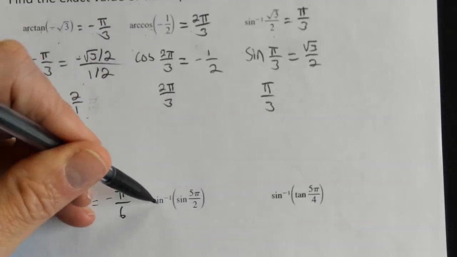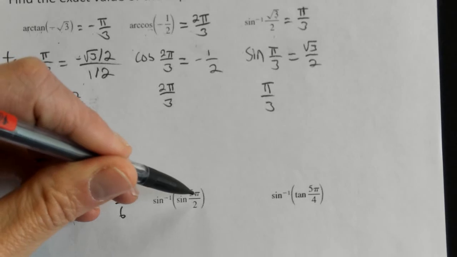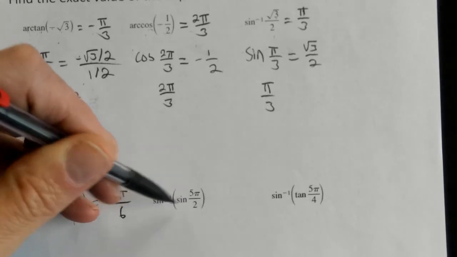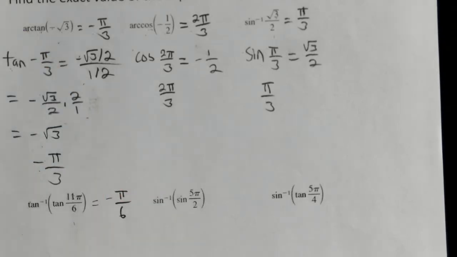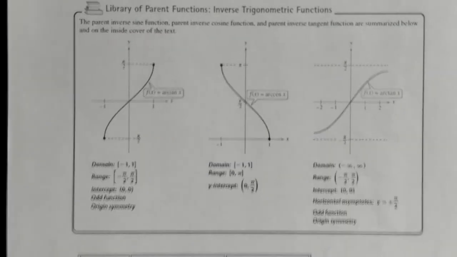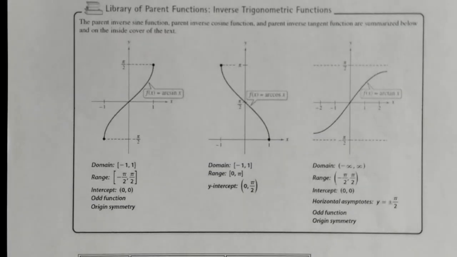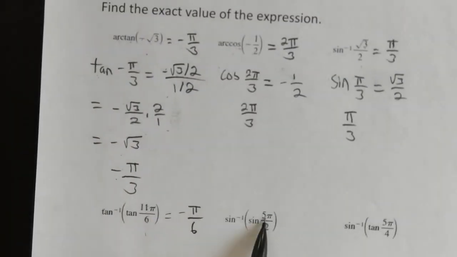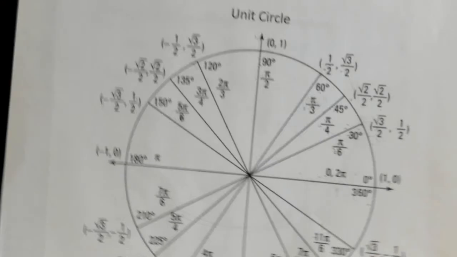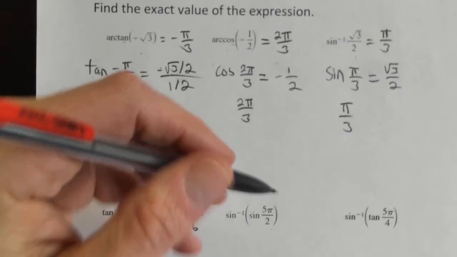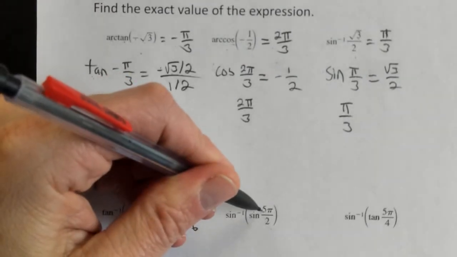So the next one is we want the inverse sine of the sine of 5 pi over 2. Once again, the answer is not going to be 5 pi over 2, for the same reason as the last one, because look at what the range for sine is. Once again, from negative pi over 2 to pi over 2. So I need to change this 5 pi over 2 to a value that is within the range. This time that value doesn't occur anywhere on the unit circle because it's more than 2 pi, as you can see.